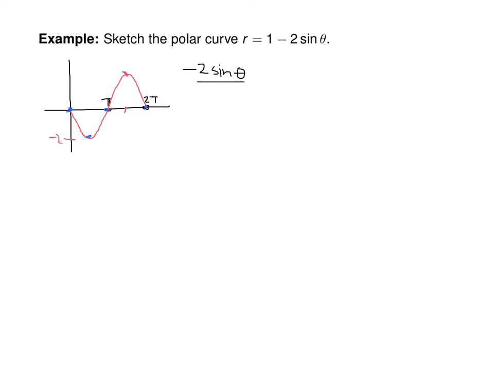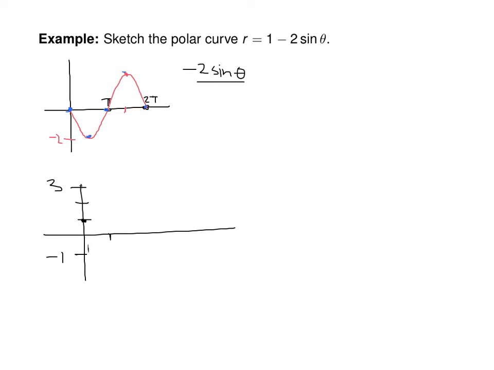So what you have to do first is figure out how long the period is, and then figure out where those 5 points go. And after we have negative 2 sine theta graphed, for 1 minus that, we'll take this graph and shift it up 1. So now the lowest point is negative 1. The highest point's at 3. So this point that was on the origin's now at 1.